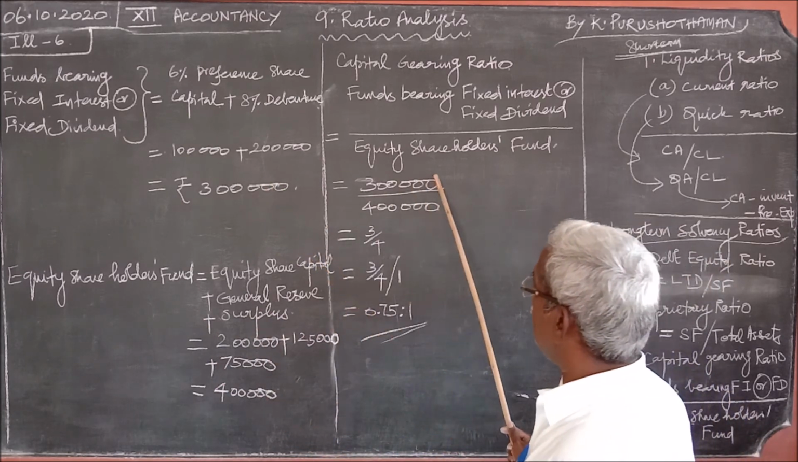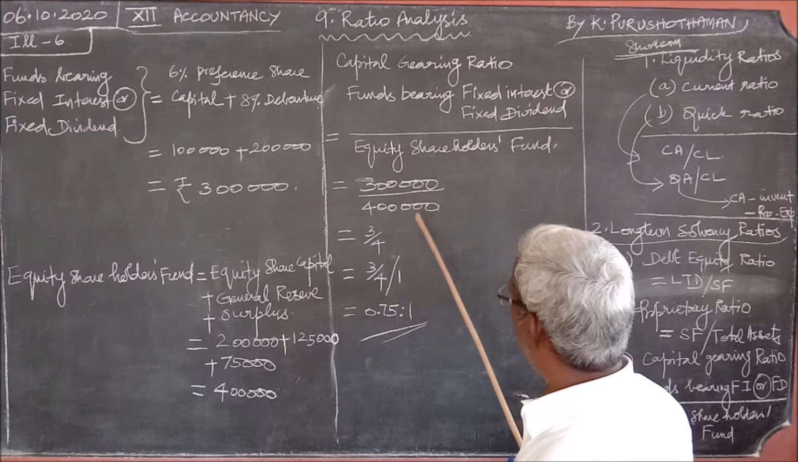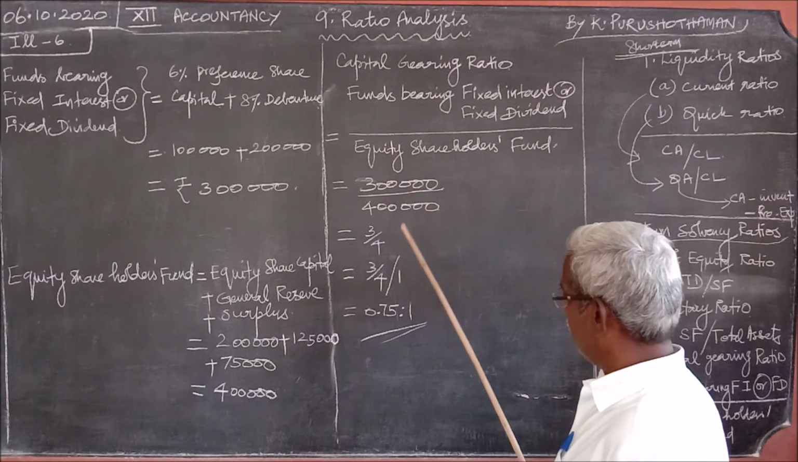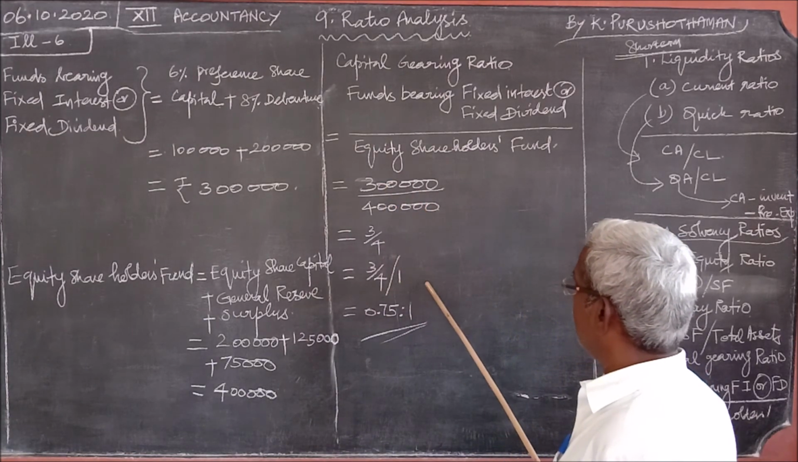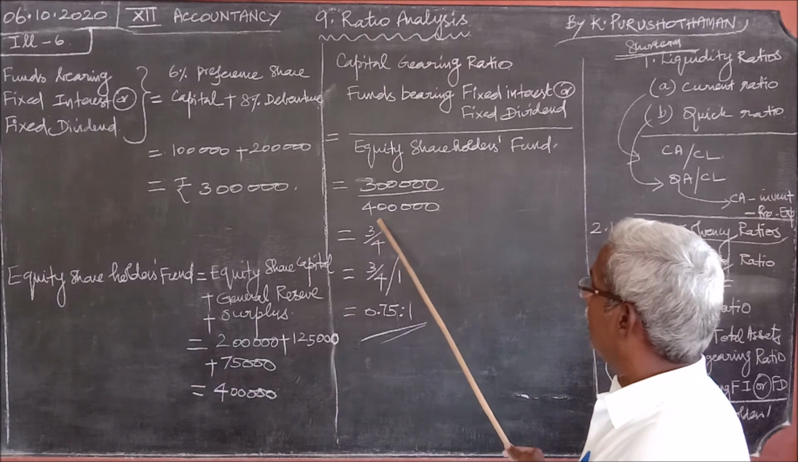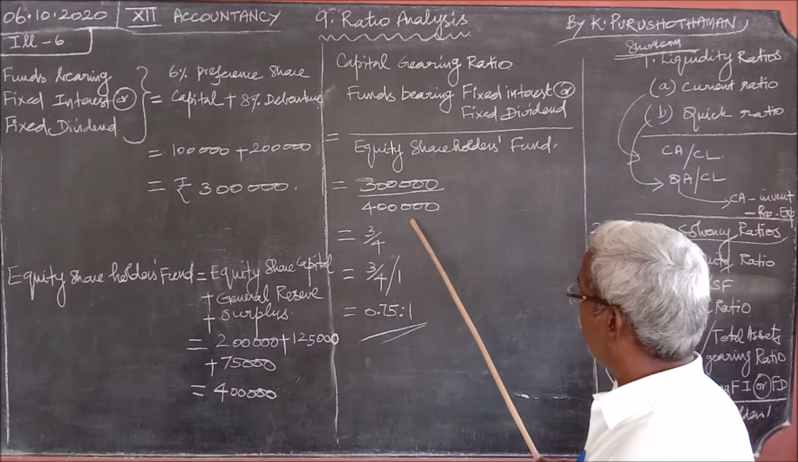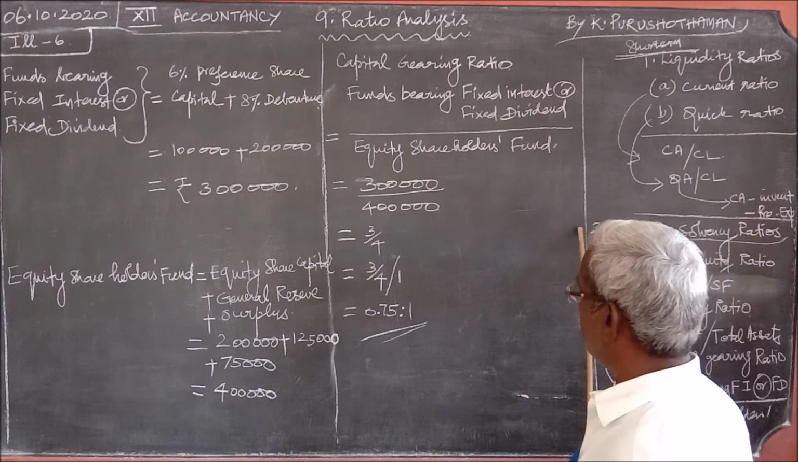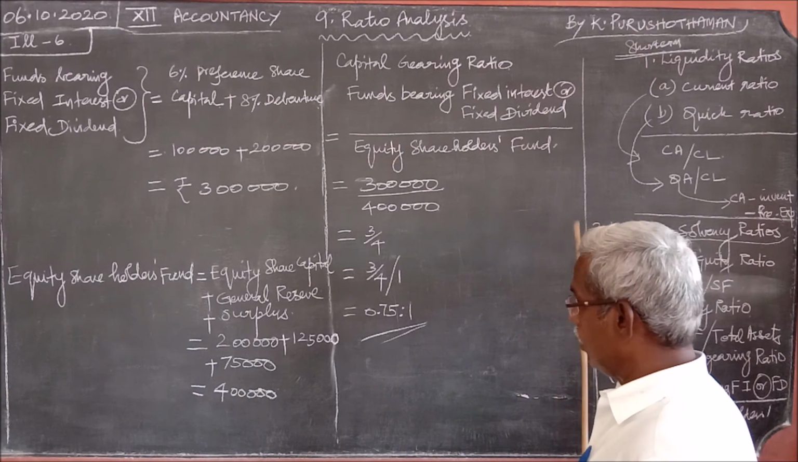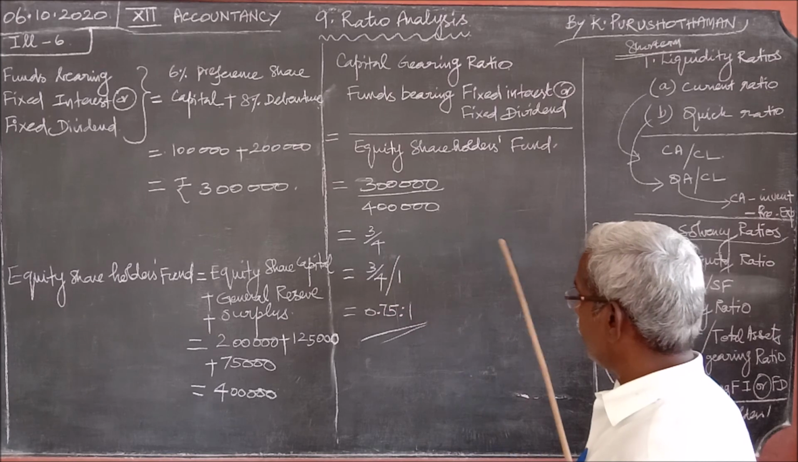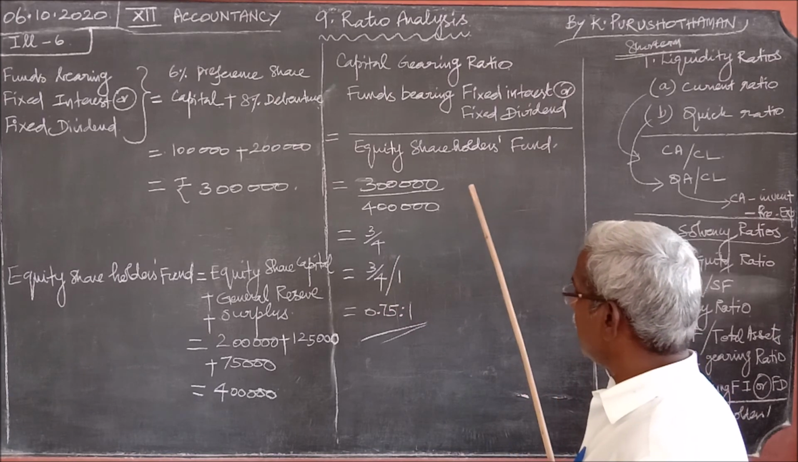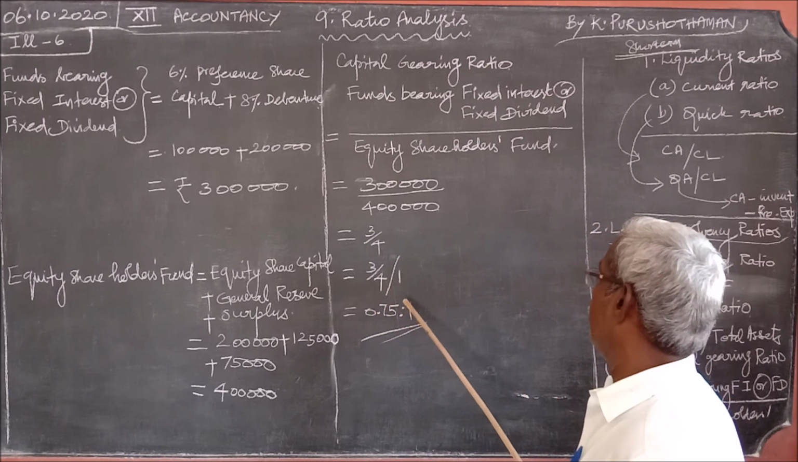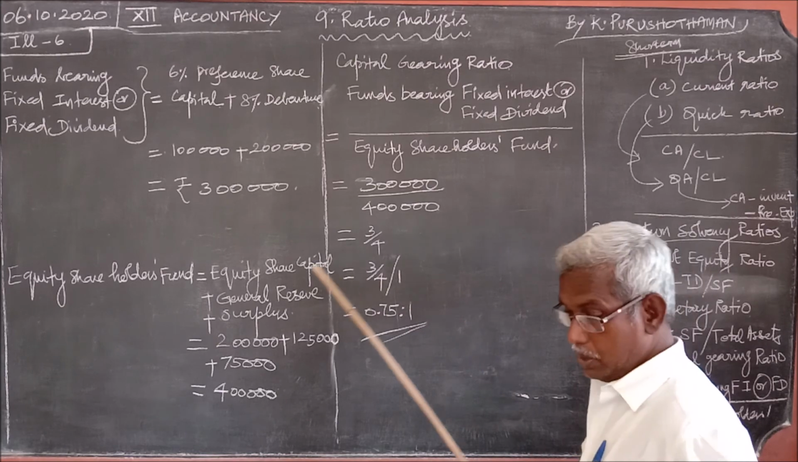Numerator value 3 lakhs, denominator value 4 lakhs. Simplify, you will get 3 by 4. Put 1 in the denominator and then divide 3 by 4. 1 by 4 is 0.25, 1 by 2 is 0.5, 3 by 4 is 0.75. You remember it and write 0.75 is to 1. This is the ratio.